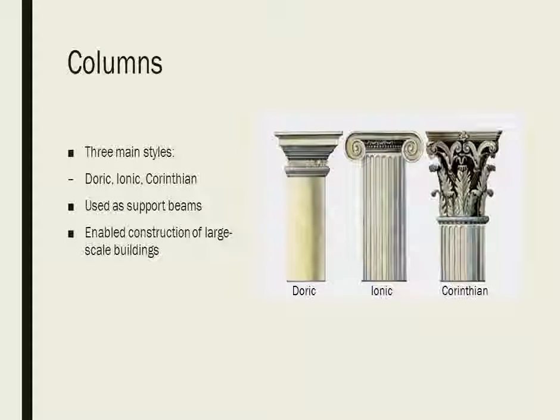They're generally characterized by the top part of the column where you see the two opposed spiral scrolls. And then we have the Corinthian, which is the one on the far right. They're the most ornate columns. They're used on more elegant buildings. The columns were not just used as ornamentation, but they were also used as support beams, which, just like everything else, also enabled the Romans to construct large-scale buildings, which hadn't been done before.